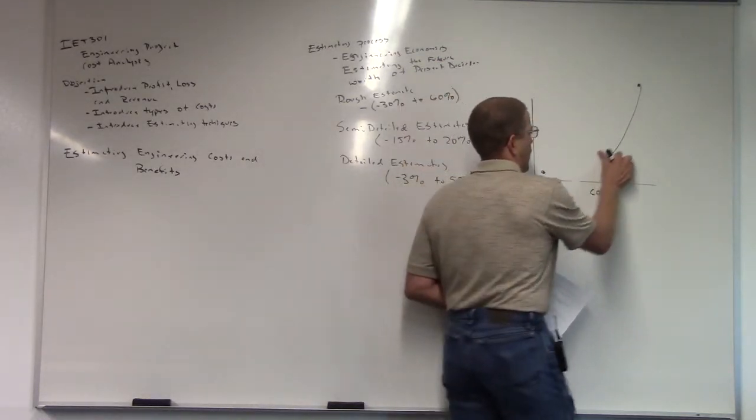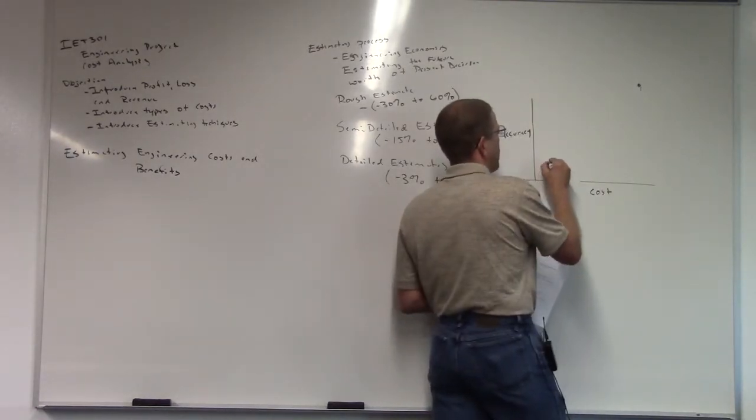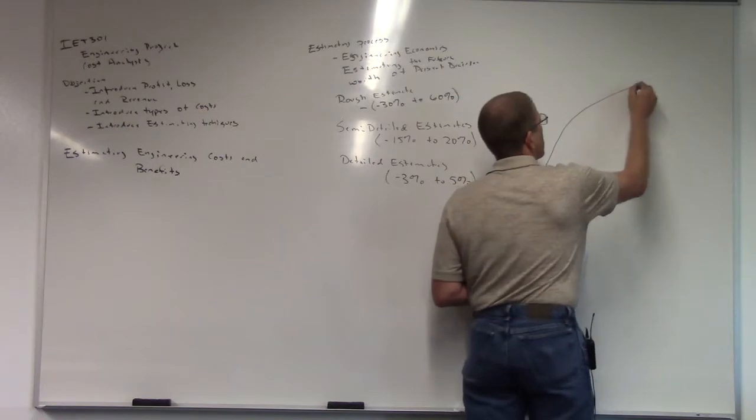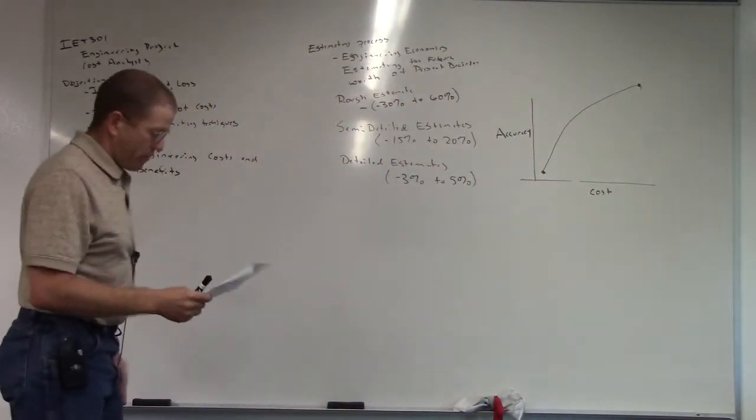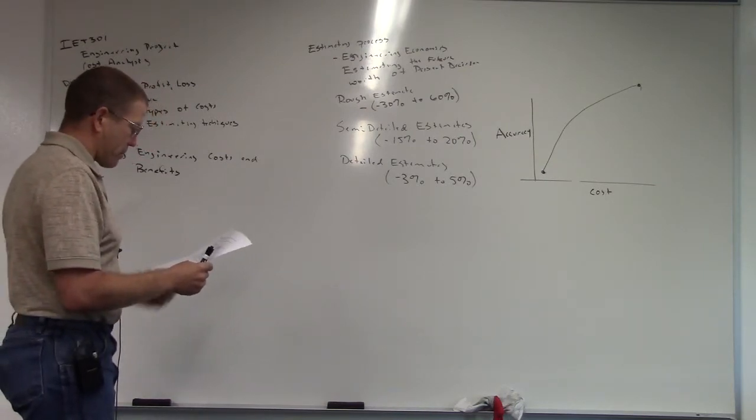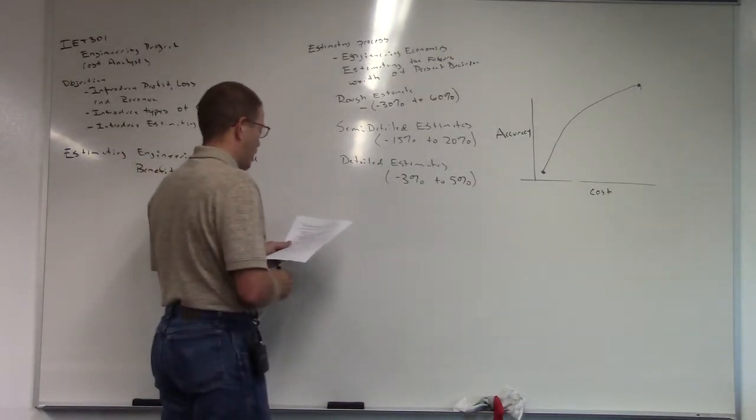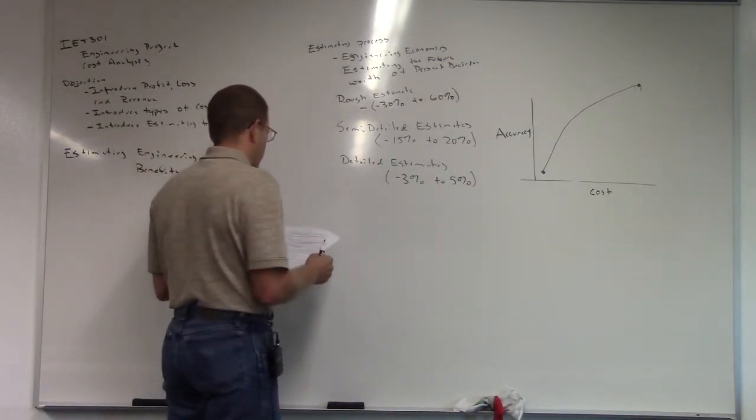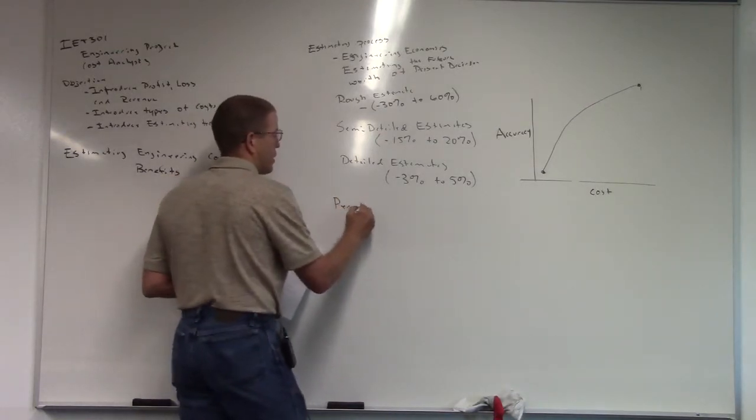For that reason, I actually drew that backwards. We should see it look something much more like that. Okay, so with this then, there are several types of estimates that we can perform. There's what's known as a per unit estimate.